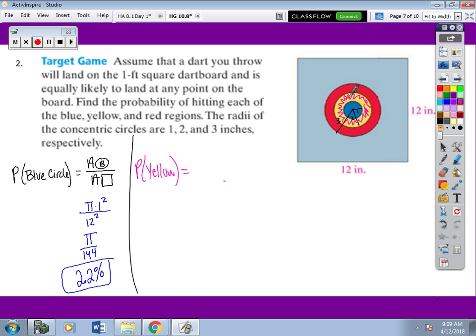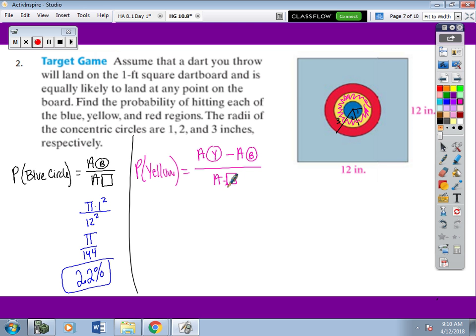Joseph? Find the area of it with the blue one and then subtract it from the area of the yellow one? Yeah. Subtract, good. So we're going to find the area of the yellow circle, and we're going to subtract the area of the blue circle. And that will leave me with just the outside part of the yellow circle that I want. That's the favorable region, all over, again, the total region, which is still the dartboard, which is your area of the square, 12 by 12.